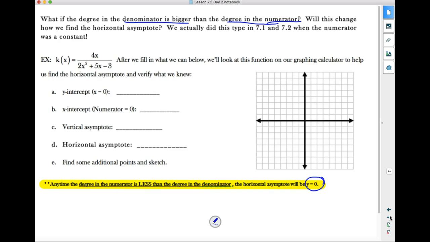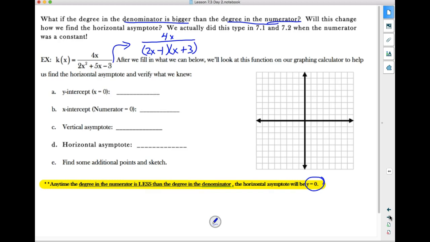So what I would first do on my function here is I would factor that little bugger, and it's going to end up being 4x over, let's see, I'm going to have two parentheses, I'm going to have a 2x and an x, and I'm going to have a plus 3 and a minus 1. And as I can see, nothing will reduce out.